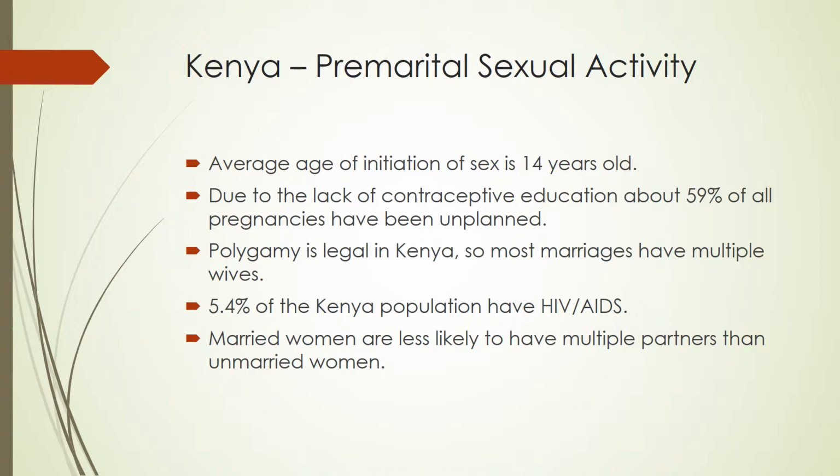Polygamy is legal in Kenya, so most marriages have multiple wives. Cohabitation and marriage are not clearly distinguishable because of polygamy. Most Kenyans do not cohabitate because they do not believe in sex outside of marriage. 5.4% of the Kenyan population have HIV/AIDS, and married women are less likely to have multiple partners than unmarried women.